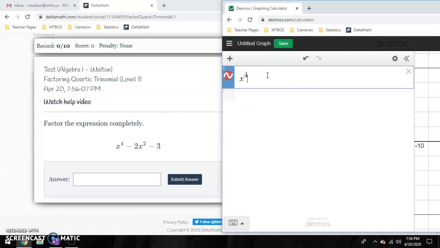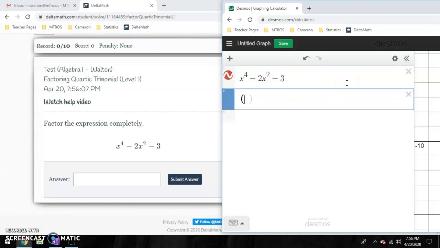I have x to the fourth minus 2x squared minus 3. All right, first off, I don't see a GCF. I don't see anything I could pull out. It's not a difference of squares. We are going to have to factor this just like a trinomial.